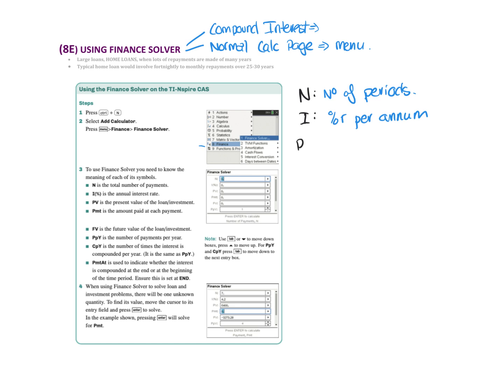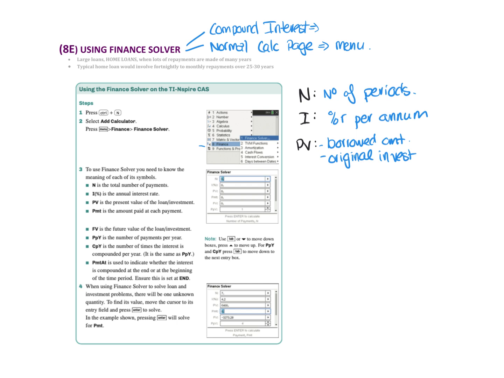Now you're going to see PV, and PV stands for principal value. Okay, so this is going to be either your borrowed amount or original investment and things like that. So they could be that.